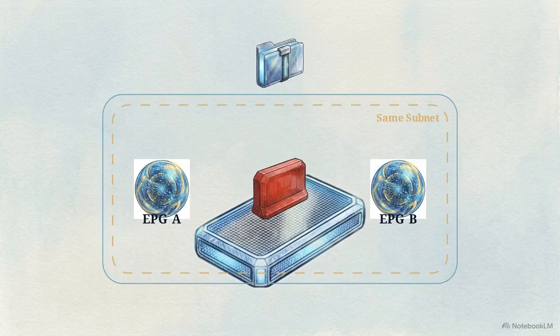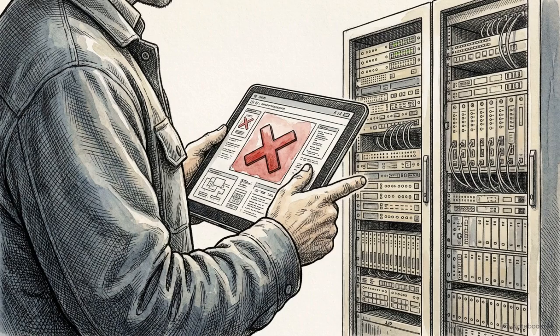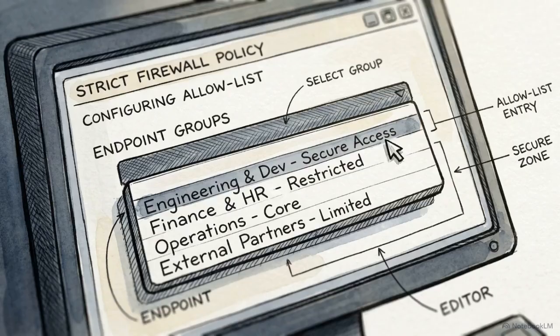To allow traffic between different groups, you must create a contract. These explicit filters and rules dictate exactly what communication is permitted to cross the barrier. Access is no longer granted because two servers share physical proximity on a subnet. ACI enforces a default deny posture, where every connection relies on identity groups and explicit allow lists.